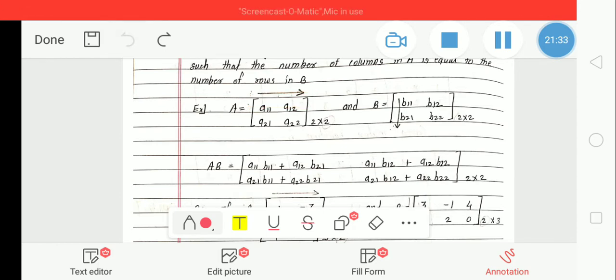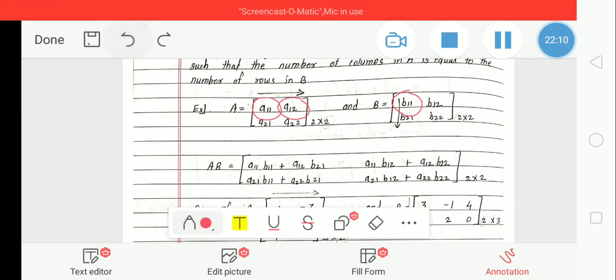एरो को देखो, इधर एरो कैसा है, इधर जा रहा है, मतलब हमको ऐसा बढ़ना है. सो फर्स्ट A11 मल्टीप्लाई बाय B11 प्लस A12 मल्टीप्लाई बाय B21. एरो कैसा है, इधर. सो A11 प्लस B11, देन second element A12 multiply by B21. This is addition.